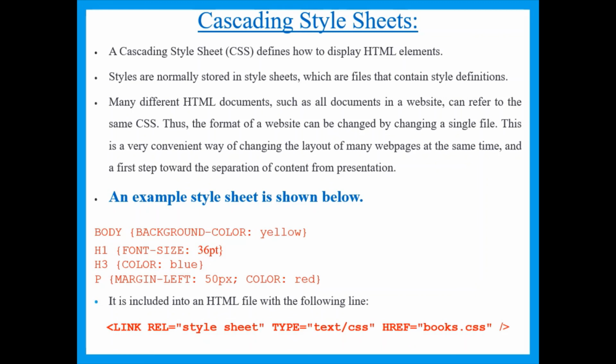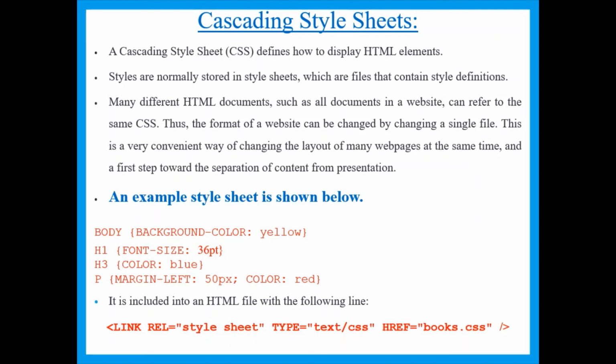Then consider an example of a style sheet which has been stored in the file called book.css. The style sheet contains the body color set as yellow, and the body background color set as yellow. Then the header font size has been set as 36 point, and the header 3 color has been set as blue, and the paragraph has been given a left margin, and the paragraph color has been set as red. When these properties are used in any HTML page, the HTML page is going to be affected by the properties assigned in the CSS.